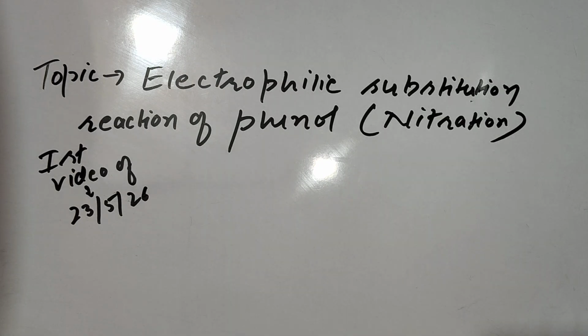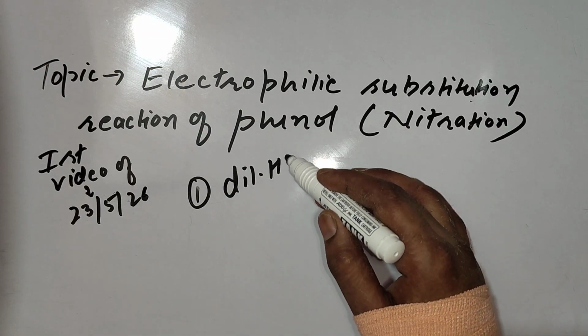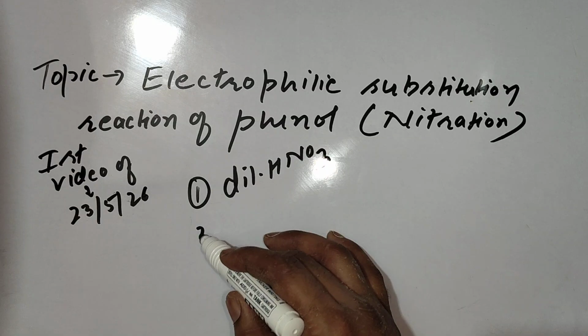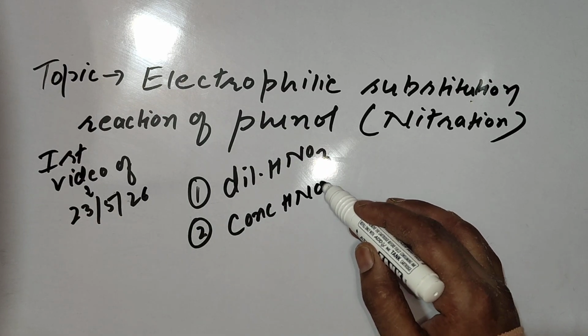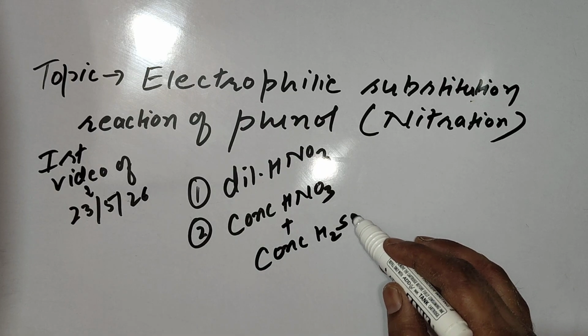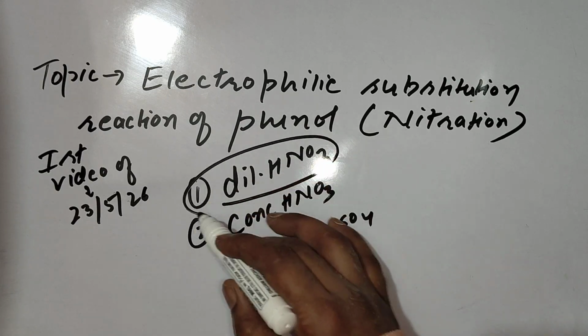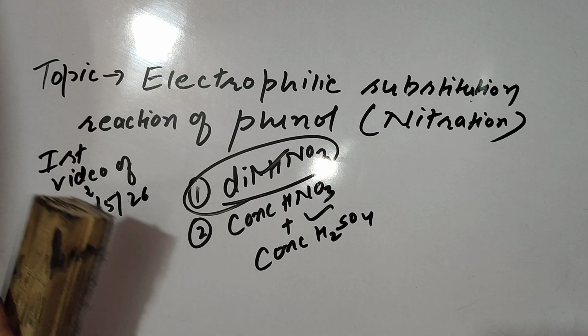Hello everyone. As you know, we are dealing with the nitration of phenol as an electrophilic substitution reaction. In previous videos, I have told you nitration of phenol can be carried out by two chemicals. Number one, you can use dilute nitric acid. And number two, you can use the mixture of concentrated nitric acid and concentrated sulfuric acid. In previous videos, we have covered dilute nitric acid. Now we will start this one. Let's check.